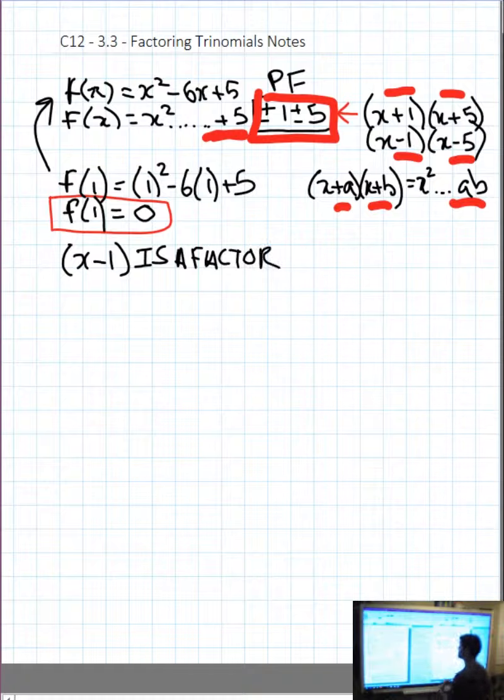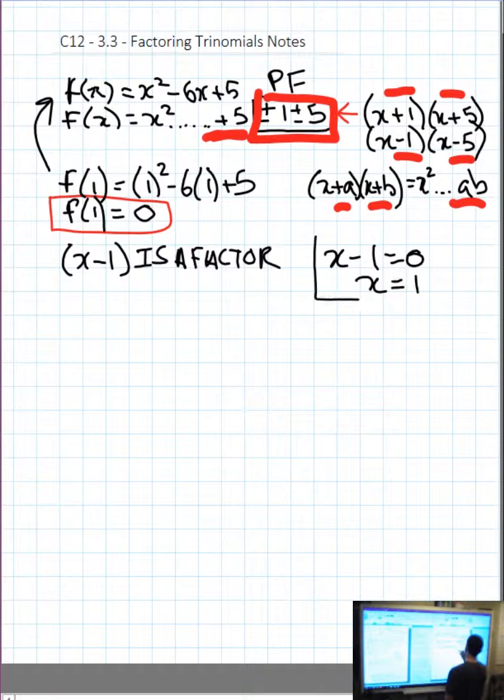Now, in the notes it says stop here if you want and go straight down to long division, and that's what we're going to do. But in the notes, it tests out f of negative 1, and it's equal to 12, so x plus 1 is not a factor. And then it does f of 5, and that's equal to 0, so x minus 5 is a factor. And down below, I did the synthetic division with the 5, but I'm not going to do both. So let's continue with x minus 1. I set that equal to 0, and I solve, and I get x equals 1.